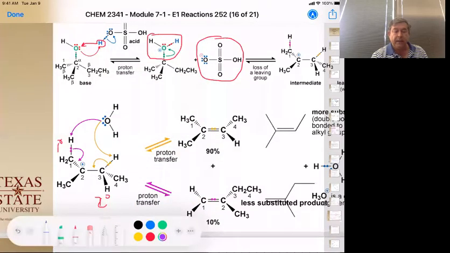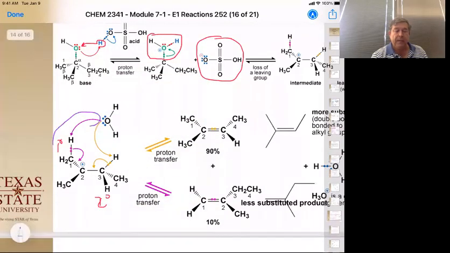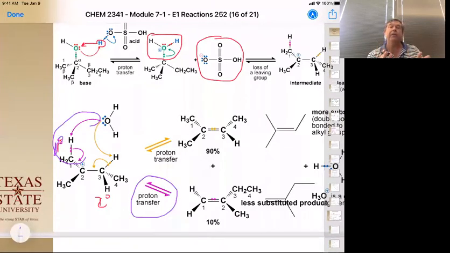See how these arrows are purple here? These purple arrows are going to undergo this type of proton transfer. So the purple arrows are removing the hydrogen from that primary carbon. When it does that, it gives us our least substituted alkene.